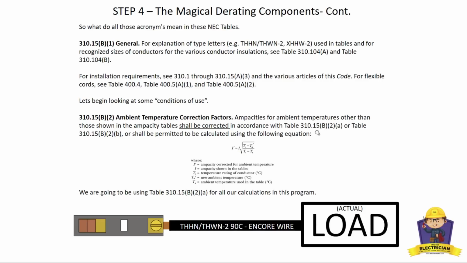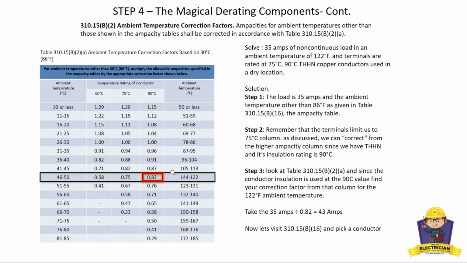Now there is 2 tables here. One is based on 30 degrees C and one's based on 40 degrees C. Since we're utilizing 310.15(B)(16), our ampacity table, that's based on 30 degrees C, that's going to correlate with the use of this table, 310.15(B)(2)(a). So those are the 2 tables that we're going to deal with. Now, if I want to use a formula, I can, but worst case scenario, and most of the inspectors aren't going to get into this formula, they're going to check and make sure that you're building it based on 310.15(B)(2)(a). And for our case in this program, we're going to use that.